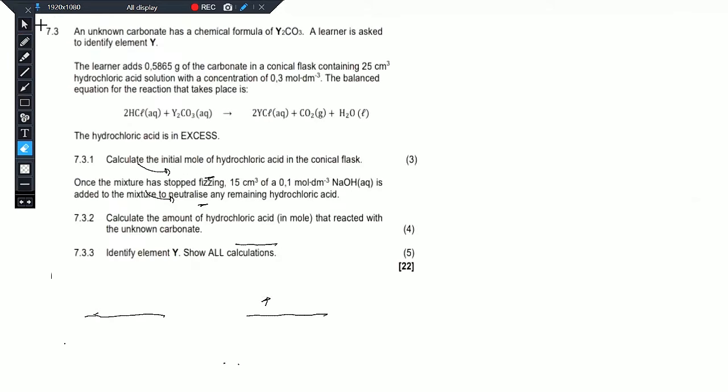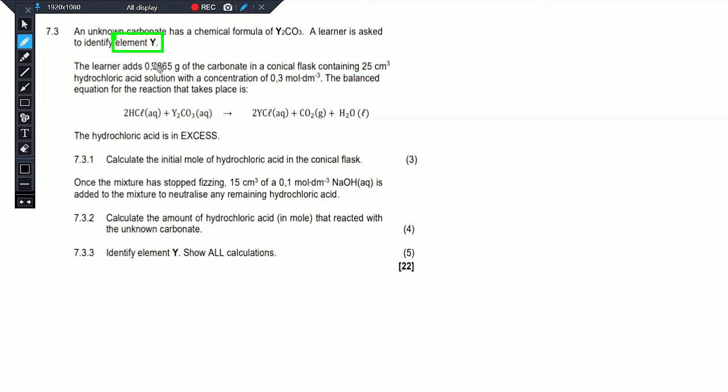Now we have 7.3. It says an unknown carbonate has a chemical formula of Y2CO3. Elena is asked to identify element X. So we must identify what element is element Y, meant to say. We must identify what is element Y there. So element Y cannot be found in the periodic table. Therefore, we have to identify it through calculations, right? So Y here, it's more like an unknown.